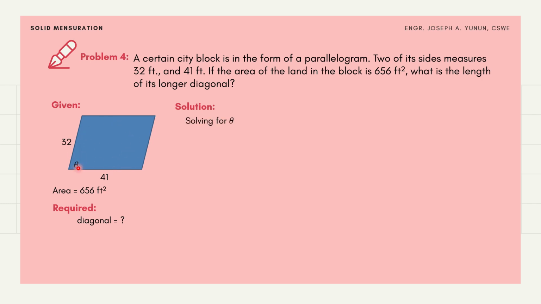Based on the solution, let me use this figure. Solving for theta, using the formula for area. You are given the area, you are given two sides, and the included angle is unknown. So I can use this formula to solve for that unknown value. Substituting them: 656 square feet, then sides AB, then sine. Dividing both sides by 32 and 41, and taking the arc sine in order to solve for theta. Simplifying that, we get an answer of 30 degrees. So theta here is 30 degrees.